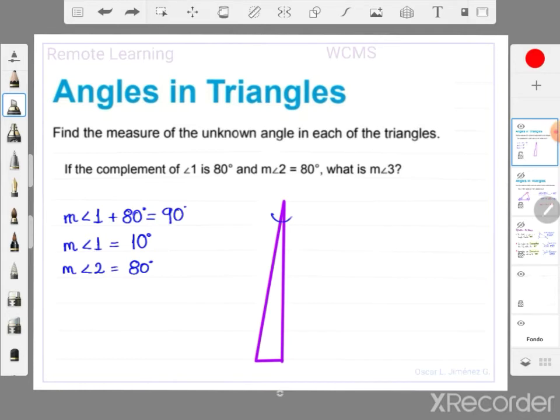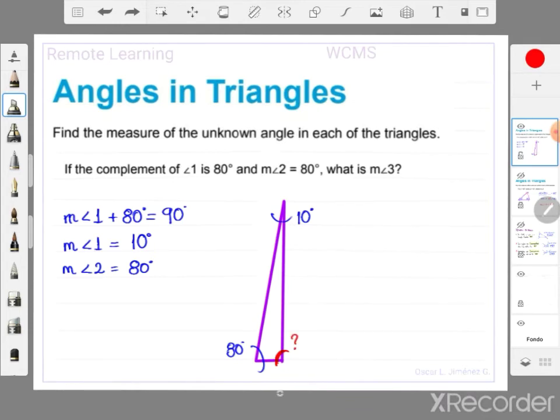This small angle right here is angle number 1, and it measures 10 degrees. Remember, the measure of angle number 1 is 10 degrees. Now this angle right here is angle number 2, and its measure is 80 degrees. And now our question is, what is the measure of this angle, angle number 3?